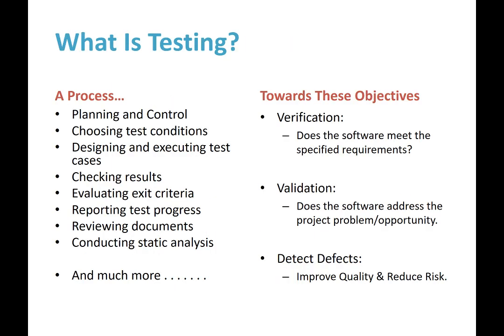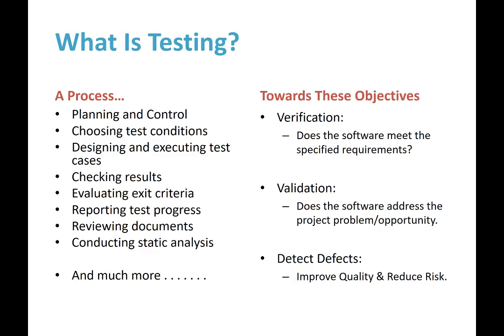So what is testing? So we're going to get into the ISTQB definitions of testing. So it's two things. In the first instance, it's a process. And it's a process that allows us to work towards a number of objectives. So the process: planning and control, choosing test conditions. We can see a natural process evolving there from the conception and planning of testing through to actually conducting the testing and delivering a set of results.